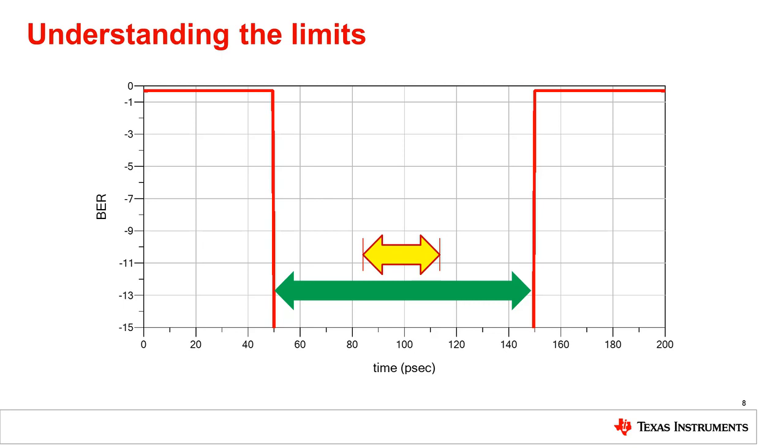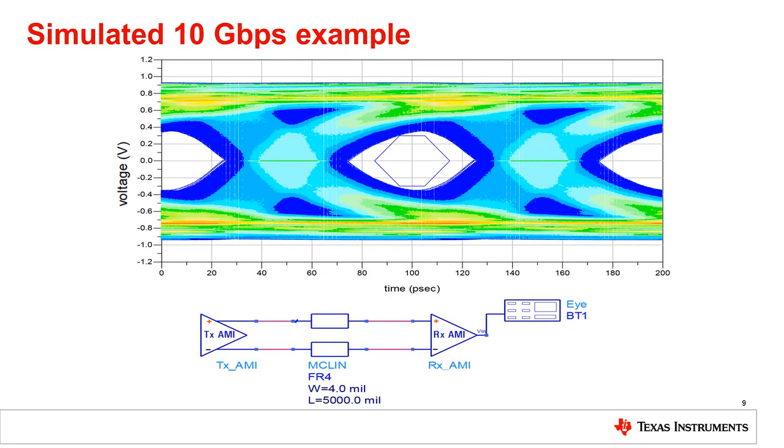Now let's look at a more realistic example. In this example, we have a simple setup with a 10 gigabits per second transmitter connected to a 10 gigabits per second receiver by a 5-inch long, 4 mm wide, differentially coupled FR4 strip line. Above, you can see the associated eye diagram with an eye mask showing the requirements for timing in this example. The eye diagram above is composed of 10 to the 6 bits using a mask defined based on a BER of e to the negative 12.